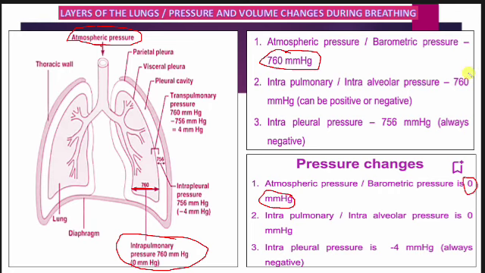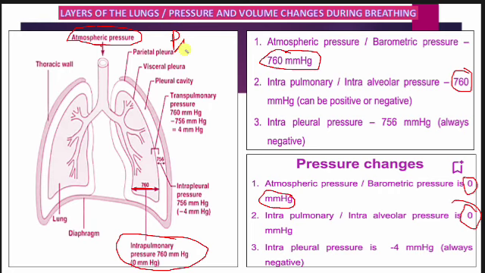The normal value of the intrapulmonary pressure is 760 what? Millimeters of mercury. But in the lungs, this pressure is also what? 0 millimeters of mercury. How do we come about that? Mathematically speaking, the intrapulmonary pressure is the difference of intrapulmonary pressure and atmospheric pressure. So what nonsense am I talking about? Intrapulmonary pressure is the difference of atmospheric pressure and intrapulmonary pressure.